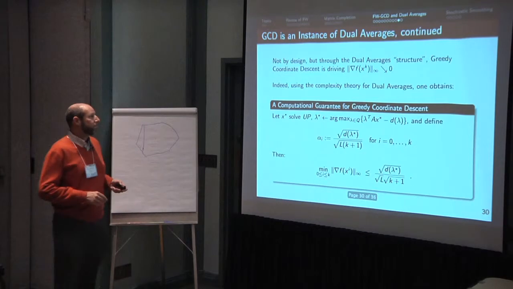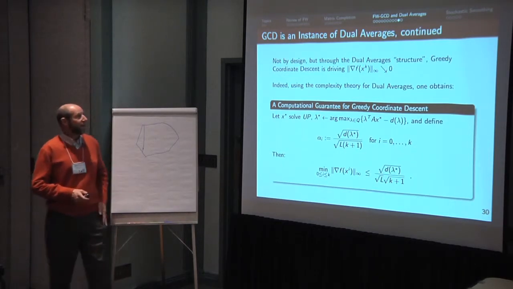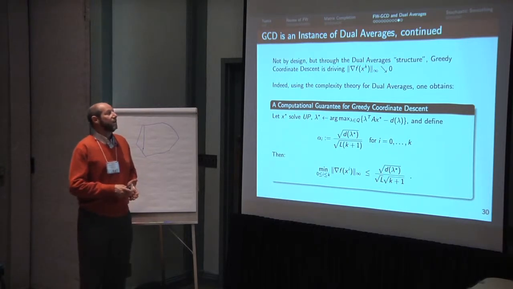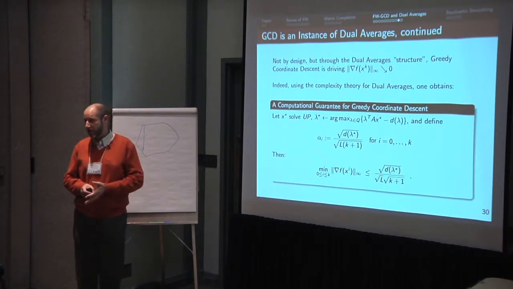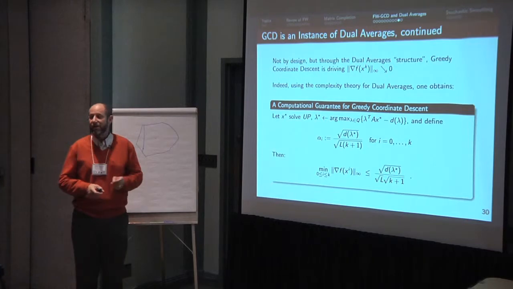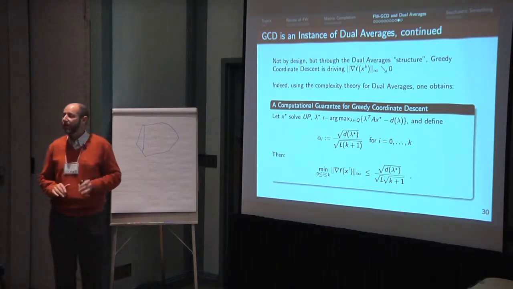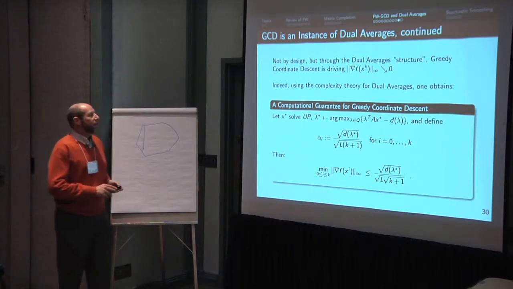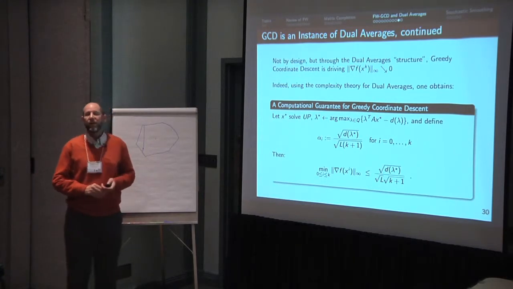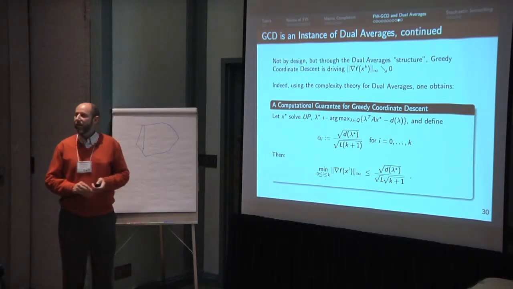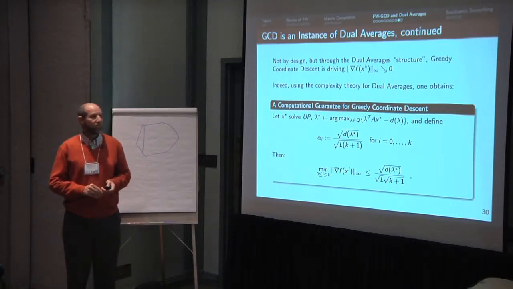So again, I'll say here, not by design, but through the dual averages structure, not by design. This is sort of an accident. I mean, nothing is an accident, but at least it is not by intent. Greedy coordinate descent is driving the gradient of my function of interest to 0.